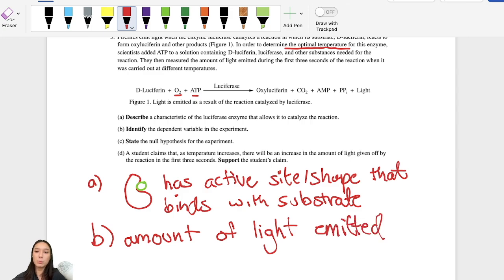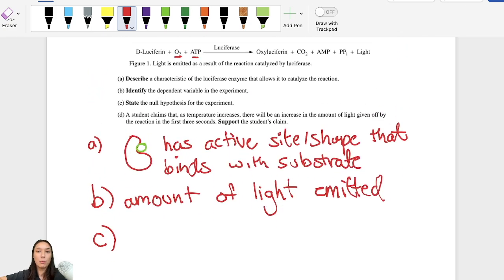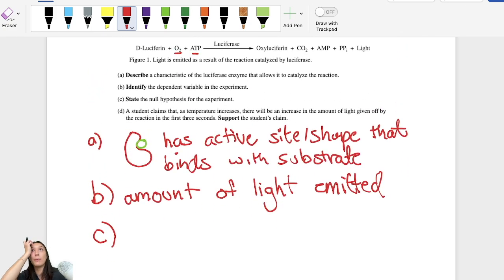Okay, so that one's pretty straightforward. And if they asked you your independent variable, it's temperature. That's the thing that you're changing. C says, state the null hypothesis for this experiment. So you should also know what a null hypothesis is and what the alternative hypothesis is before going into this.